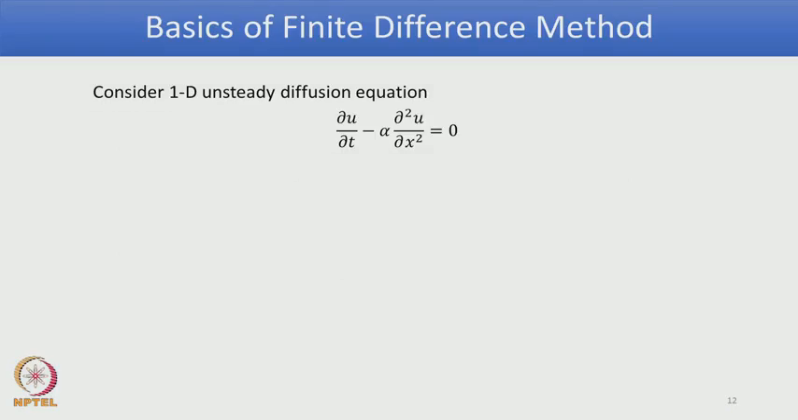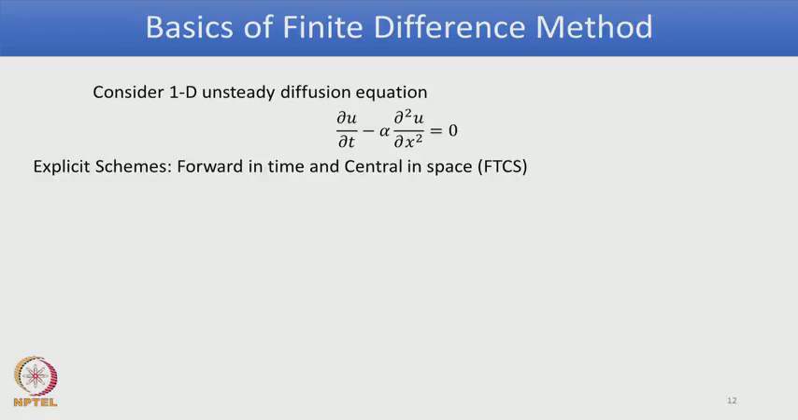Now, let us explain these with an example. For example, take the unsteady diffusion equation in one dimension, shown here as dou u by dou t minus alpha dou square u by dou x squared. This is a very generic equation. In this case, we have taken the variable as u for velocity; it can be temperature also. Now, let us see how to write the explicit formulation. So, we use forward in time and central in space.